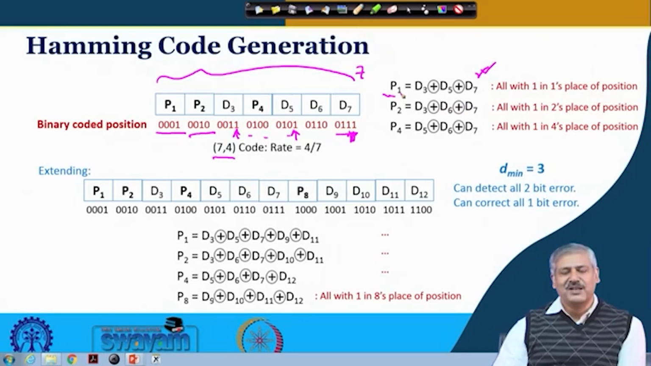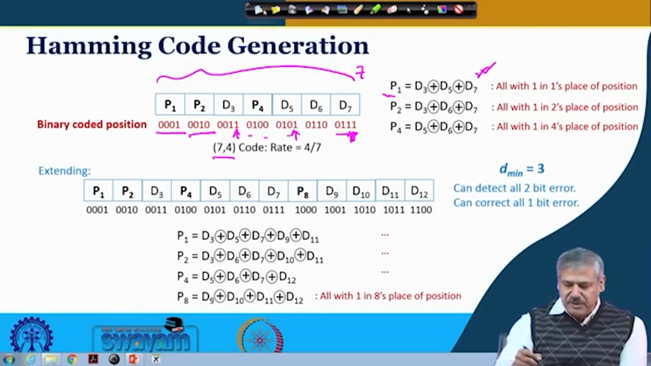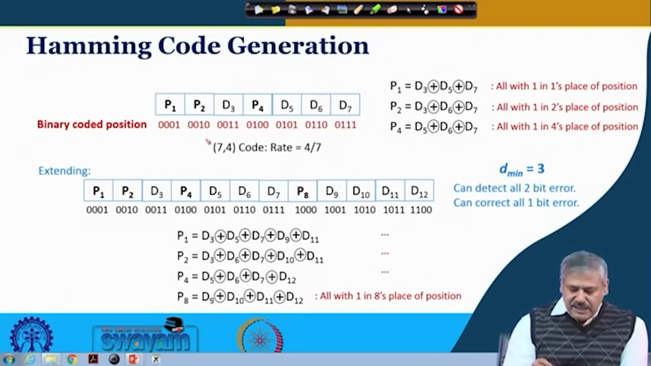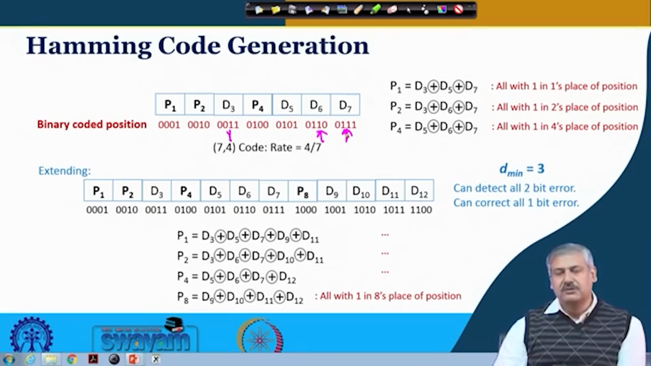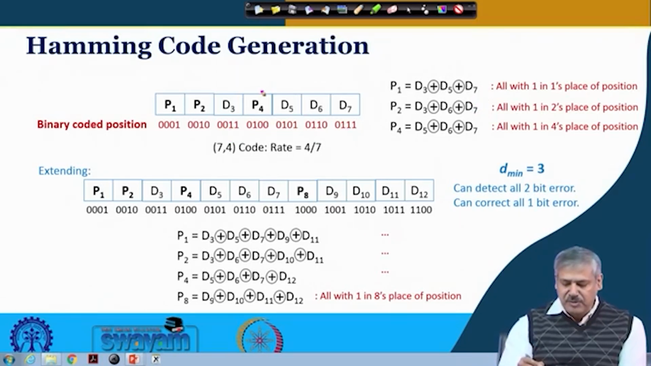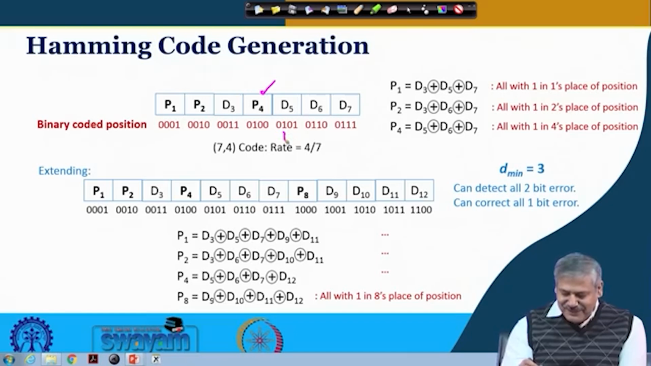And then we get P1. So, how to get P2? P2 will be obtained by looking at the ones that are present in the 2's place. So, D3, then D6 and D7. They have a 1 in the 2's place. So, D3, D6, D7, you can see that. And how will P4 be generated? Now you can understand and extend the idea. We look at the ones present in the 4's place. So, the 4's place has a 1 in D5, then D6 and D7. That is what you can see.